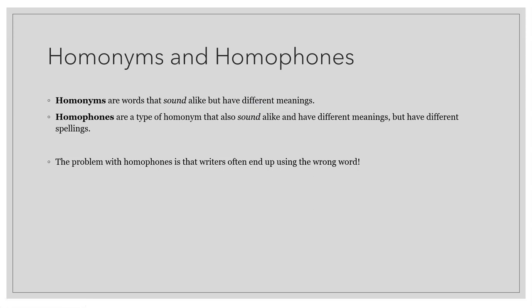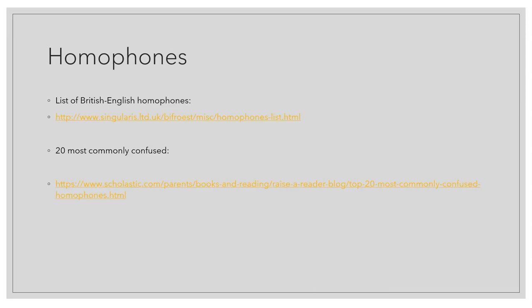You may have heard the word homonyms before. Homonyms are words that sound alike but have different meanings. Homophones are a little bit different. They're a specific type of homonym that sounds alike and has different meanings, but they have different spellings. The problem with homophones is that writers often end up using the wrong word, and it's very, very common. And we're going to take a look at the most common issues with homophones.